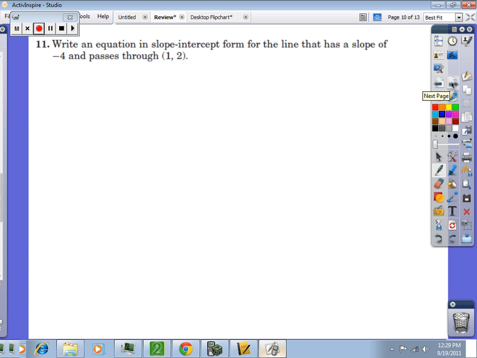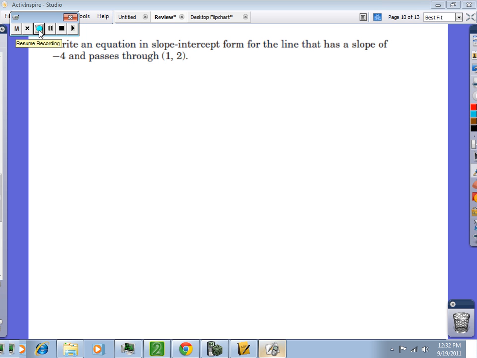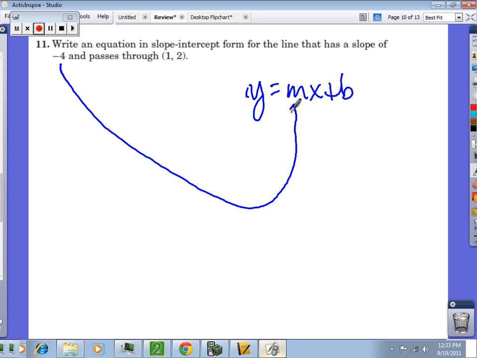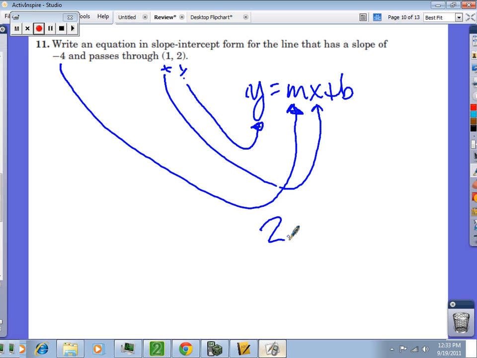Okay, number 10. Or 11. Here's what they want. Y equals mx plus b. Brody, they give you a negative 4. That is an m. So you're going to plug that in where it goes for the m. Then they give you an ordered pair. That's an x coordinate, y coordinate. So plug the 1 in for x. Plug the 2 in for y. So you're going to have an equation. 2 equals a negative 4 times 1 plus b. 2 equals a negative 4 plus b.